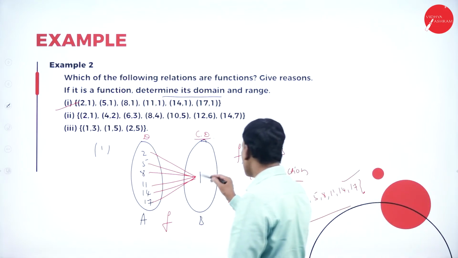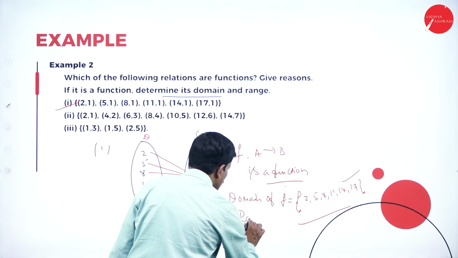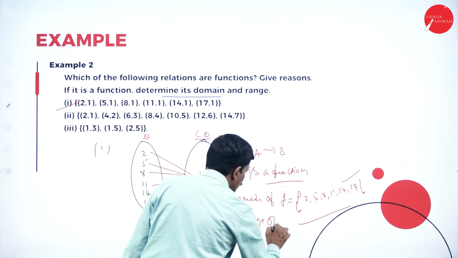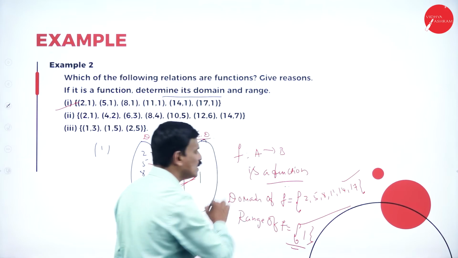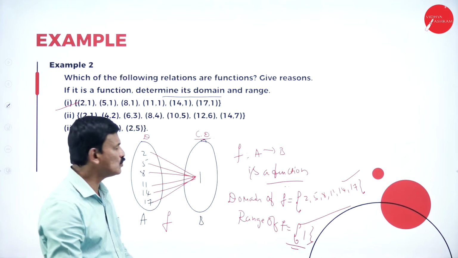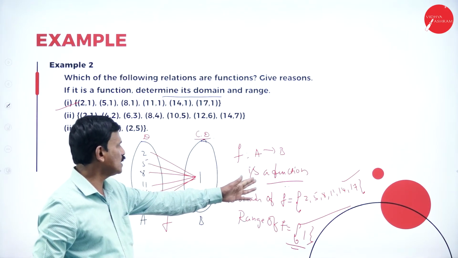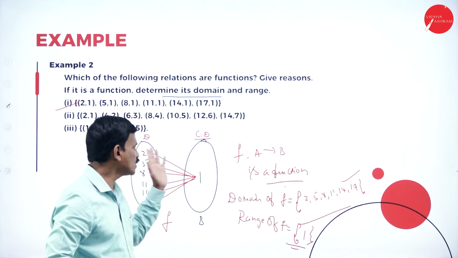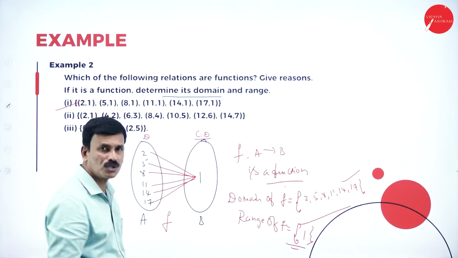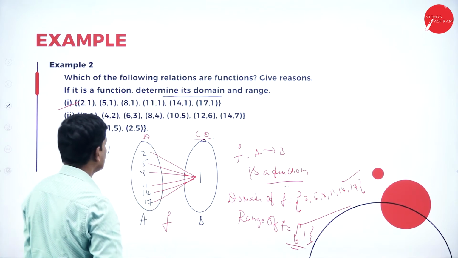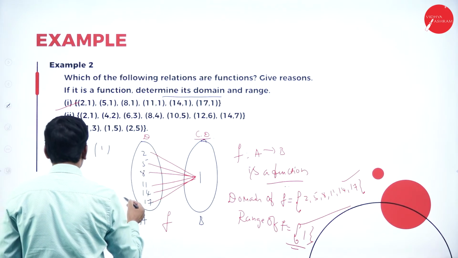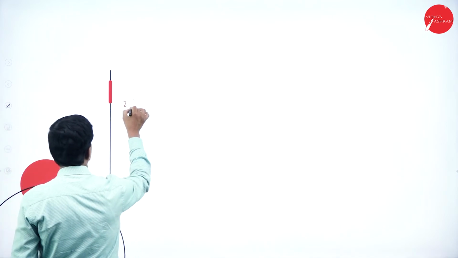And what is the range? Set of all second elements. Range of f is nothing but the set of all second elements. Only one element is there, that is 1 is the range. So the domain is 2, 5, 8, 11, 14 and 17 and the range is 1. That's it. Now let us come to the next example. What is the second example? Let me write here. Second one.